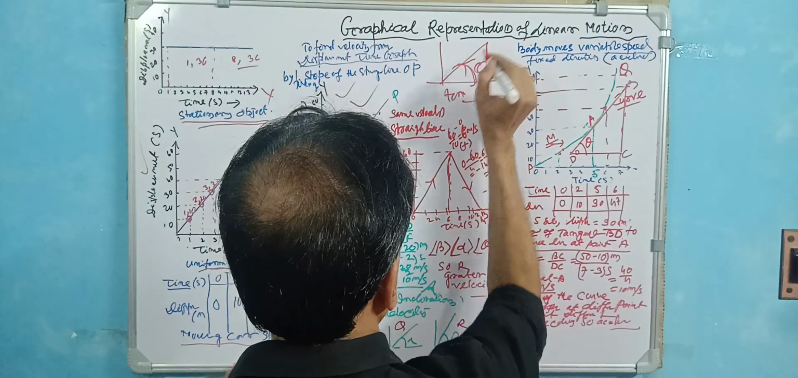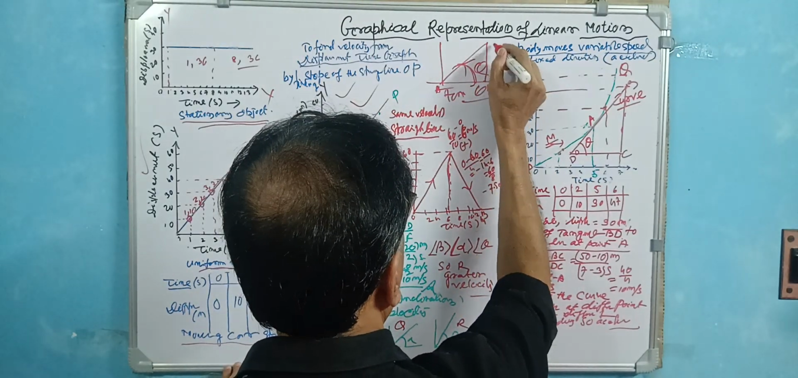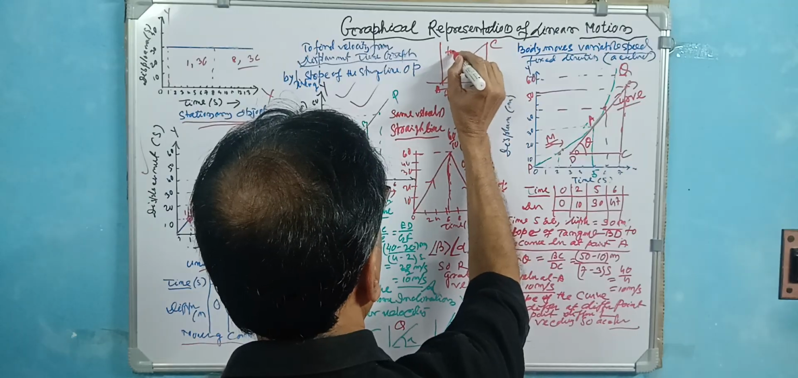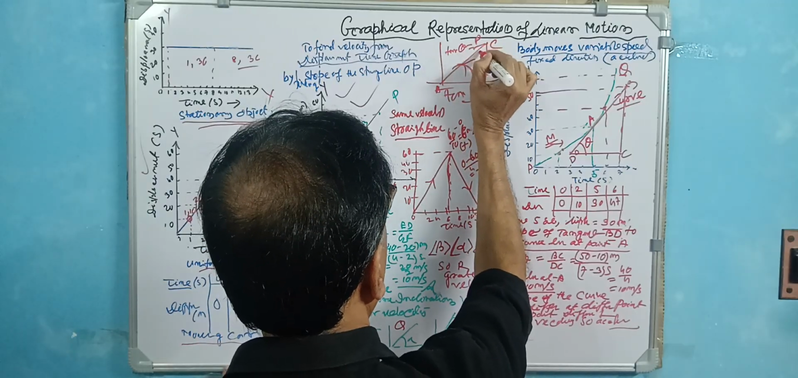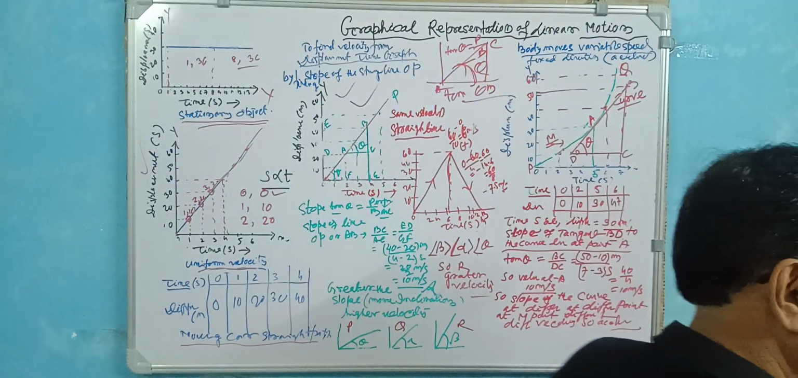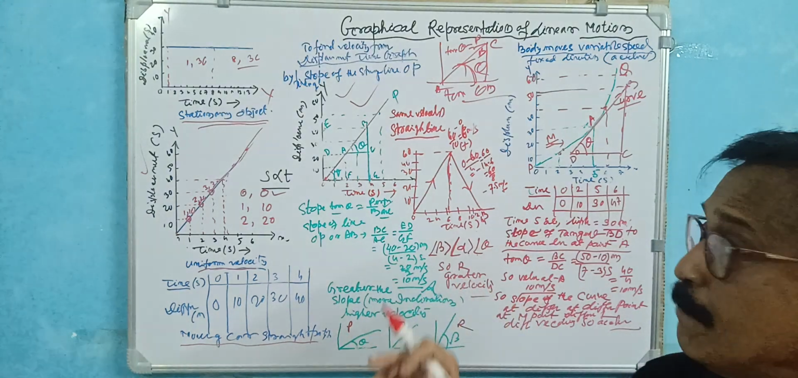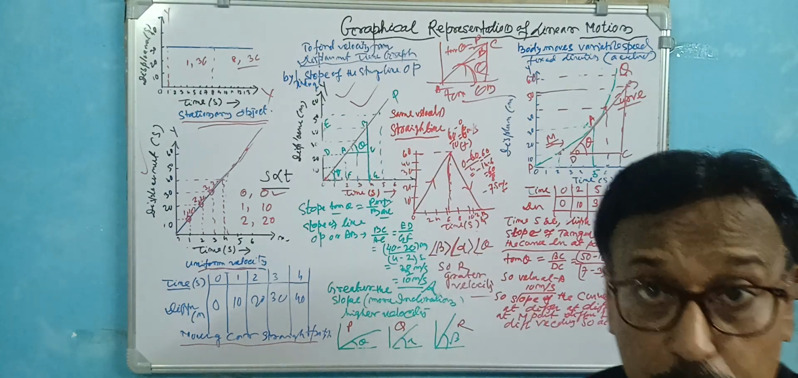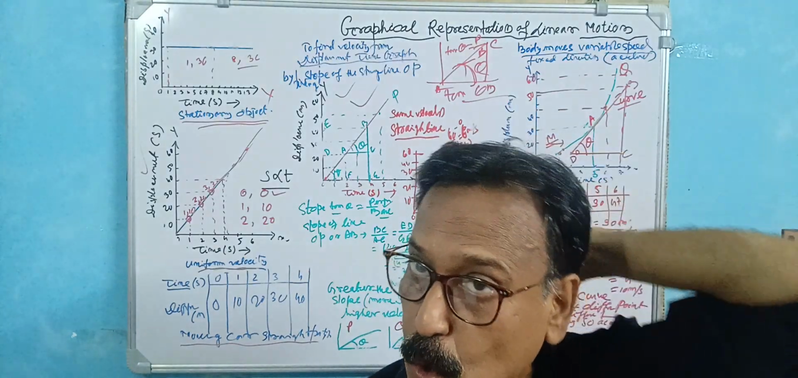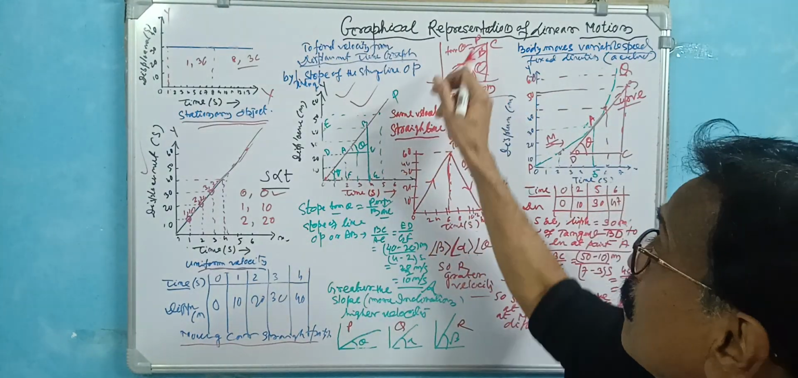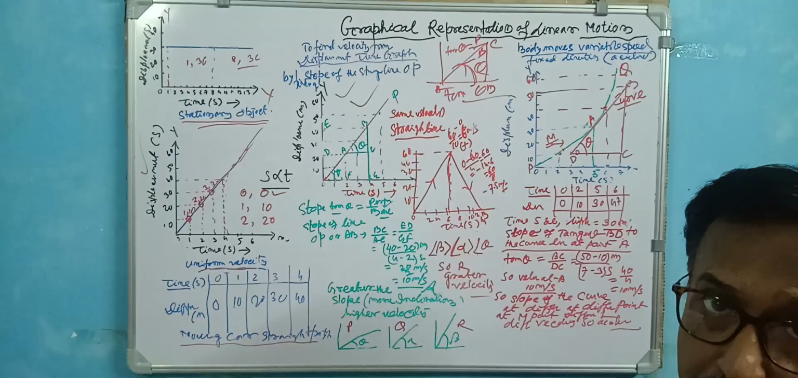So suppose the triangle is A, B, C. What is the value of tan theta? Tan theta is perpendicular by base. In this way, calculate this. That is the base concept, and here you calculate the slope. In trigonometry, the slope m is tan theta.